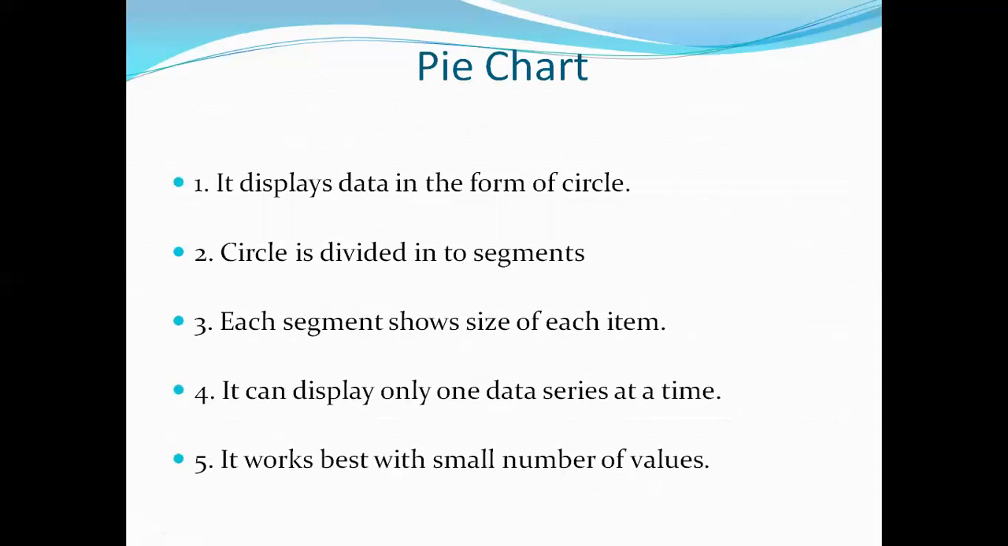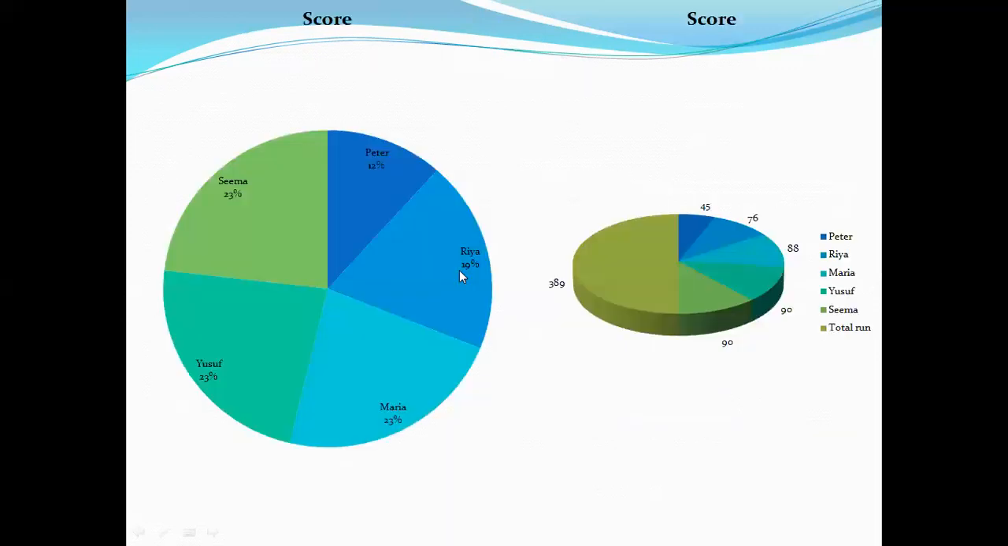It displays the data in the form of a circle. A pie chart is always in the form of a circle. The circle is divided into segments. I will just show you the chart first. See, this is a pie chart. And do you remember where you have seen this kind of chart? If you are watching cricket, to display the score of a team, you have often seen this type of chart.